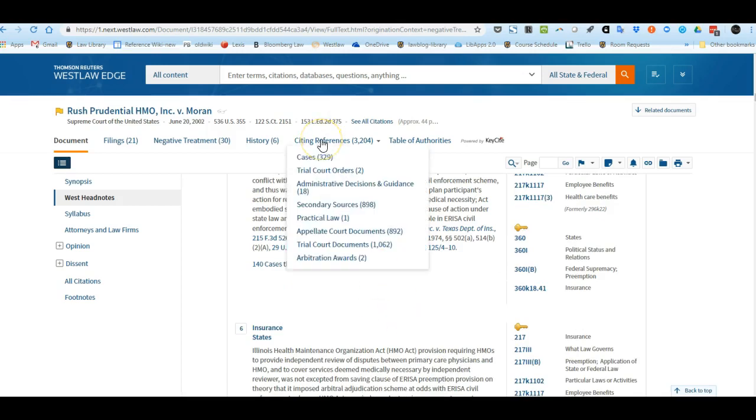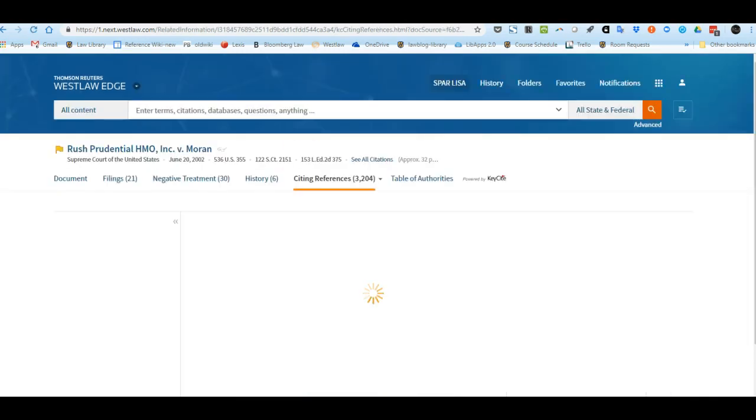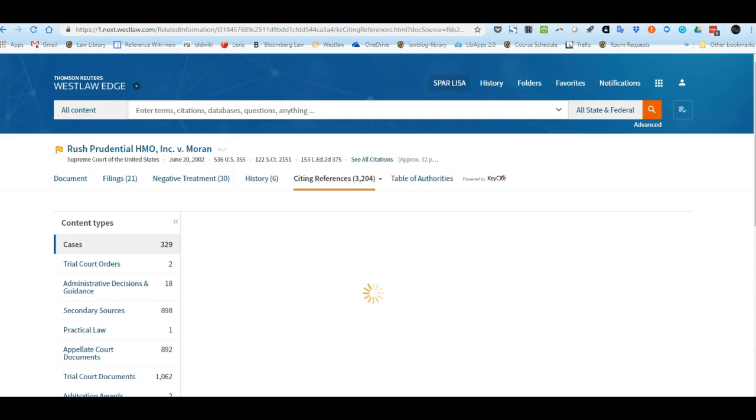The other would be in citing references. I'm going to go directly to cases, and I want to do that. I want to choose a particular content type because then I get all of my filters.